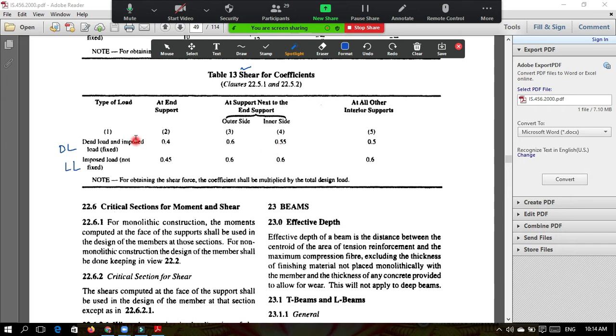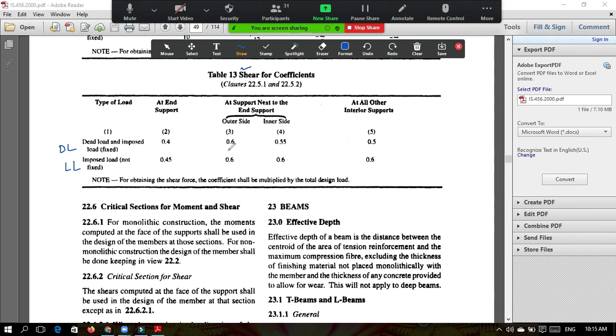So how do we get the maximum shear force? The shear force is maximum where the value of the coefficient is maximum, because to obtain the shear force the coefficient is multiplied by the total design load. Total design load means W into L, that is, dead load into length and live load into length. Dead load is in kilonewton per meter, live load is also in kilonewton per meter. If you multiply by length, you will get the design load.